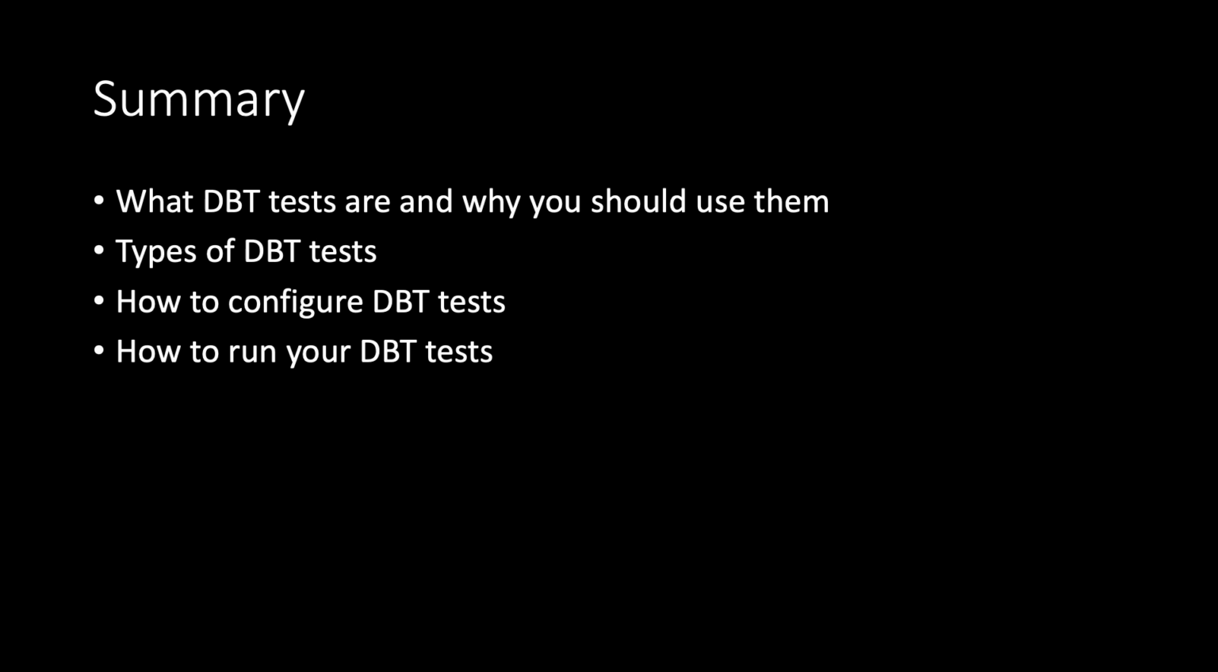So we learned what DBT tests are and what they do, as well as why you should use them. We learned about the different types of DBT tests, so singular, native, and generic. We also learned how to configure DBT tests. So those are configured within the properties.yaml files and are configured using the test property. And we learned how to run DBT tests using DBT test.